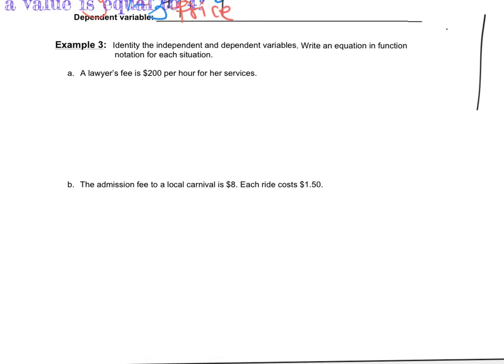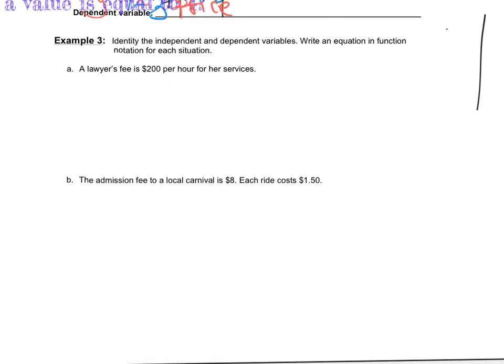Example 3. So now we have two different things. Thing 1, tell me who the independent and the dependent variable are. Thing 2 is to write an equation in function notation, kind of like we just did. A lawyer's fee is $200 per hour for her services. What are the different variables?